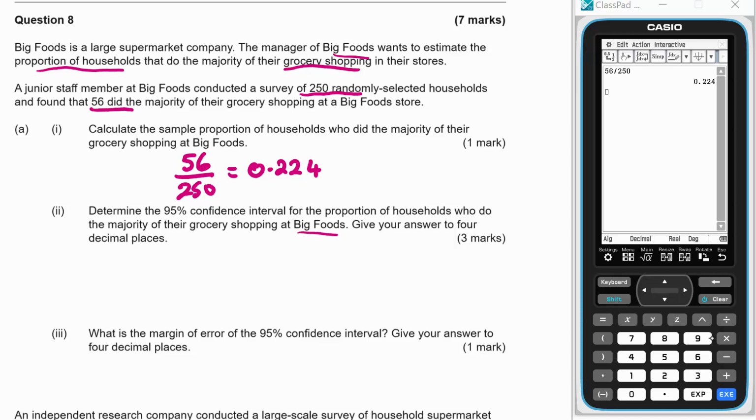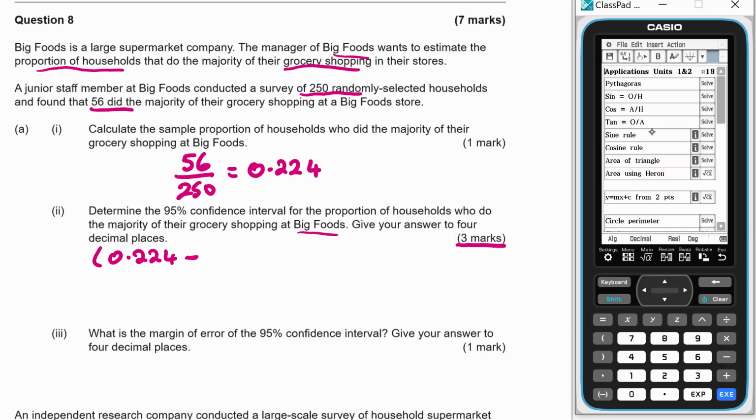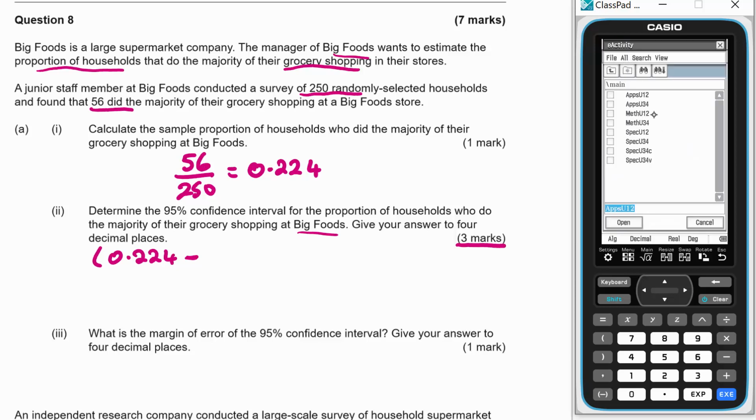Determine the 95% confidence interval for the proportion of households who do the majority of their grocery shopping at Big Foods. Give your answer to 4 decimal places. So even though we probably have an activity that does this, it's 3 marks, so we need to show what we're doing. It's going to be 0.224 take away, we need the z-score for 95%. And I can find that in the e-activities as well.